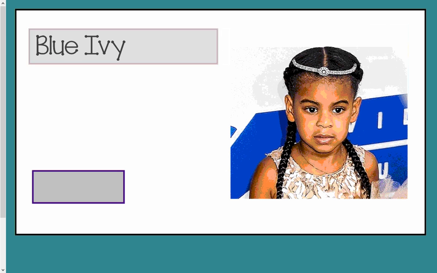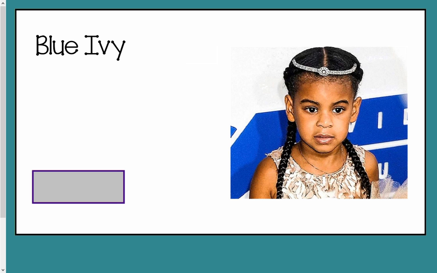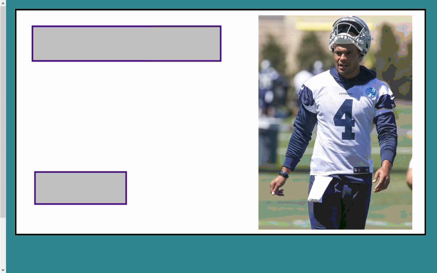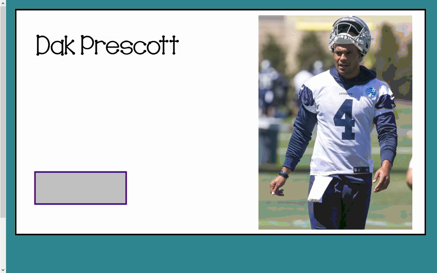This one might be kind of hard. That is Blue Ivy. That's Beyonce's daughter. I needed somebody who was younger in here. Guess how old she is? She's 6. That is our Cowboy quarterback, Dak Prescott, and he is 24.